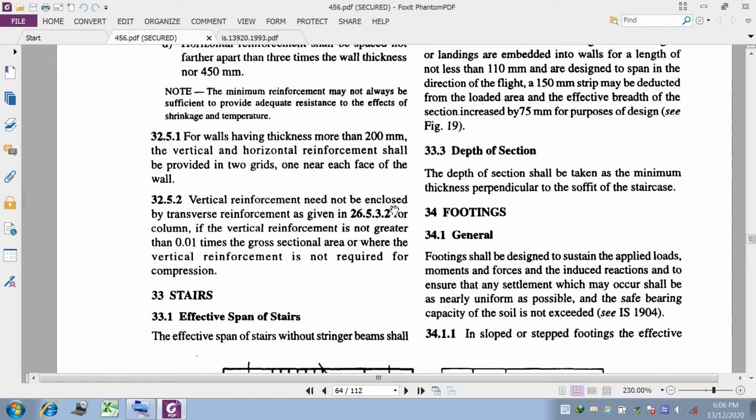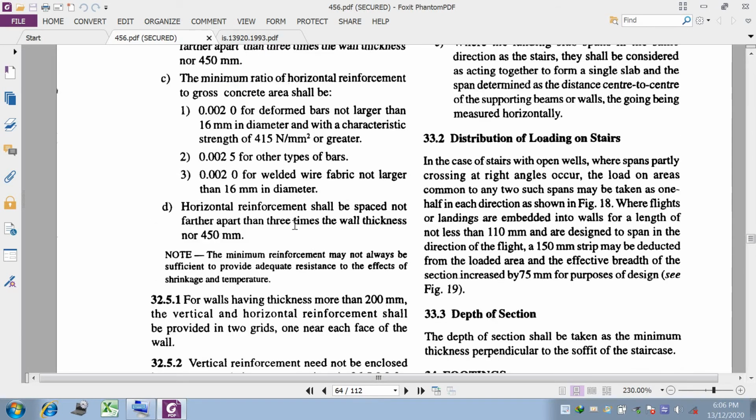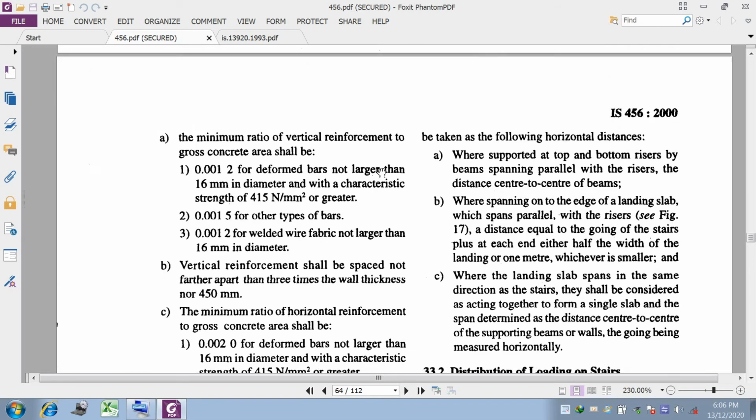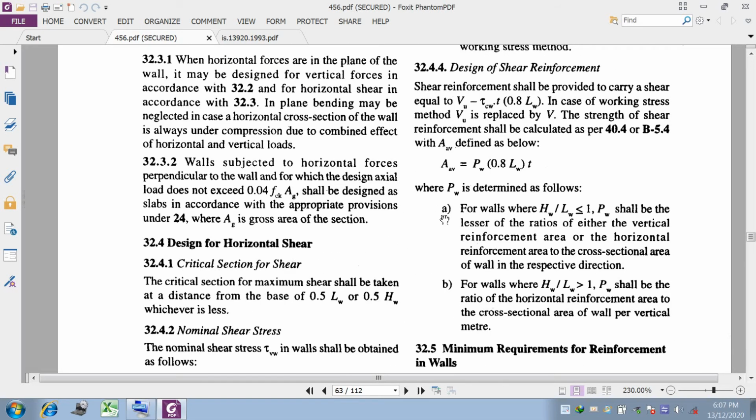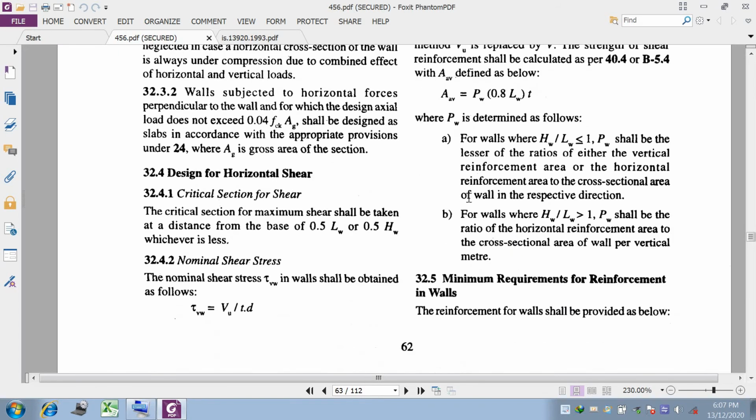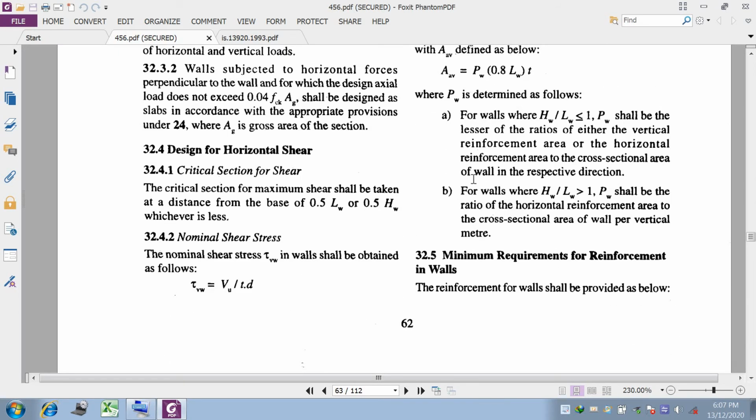The vertical reinforcement need not be enclosed by transverse reinforcement like a column if the vertical reinforcement is not greater than 0.1 times the gross sectional area, or where the vertical reinforcement is not required for compression. So these are the requirements as per IS 456. You must understand this clause in order to enhance your knowledge about the analytical procedure of the shear wall, because these clauses are required for the design of the shear wall.